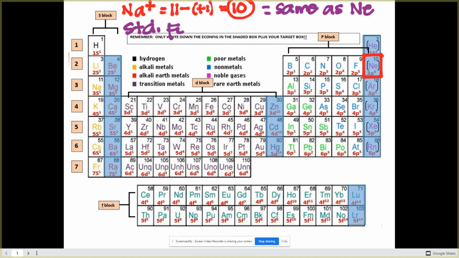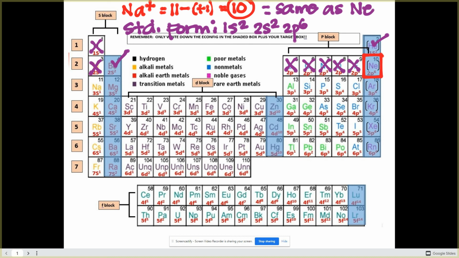I'm going to write down standard in that way. So again, start from box 1. It's not shaded, so no. Box number 2 is shaded, so yes. So this will be 1s2. Box number 3, no. Box number 4, yes. So this is 2s2. Box number 5, no. Box number 6, no. Box number 7, no. Box number 8, no. Box number 9, no. Box number 10, yes. That's our target, so it's 2p6.